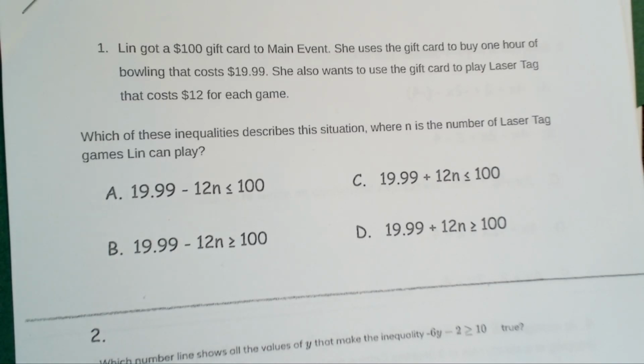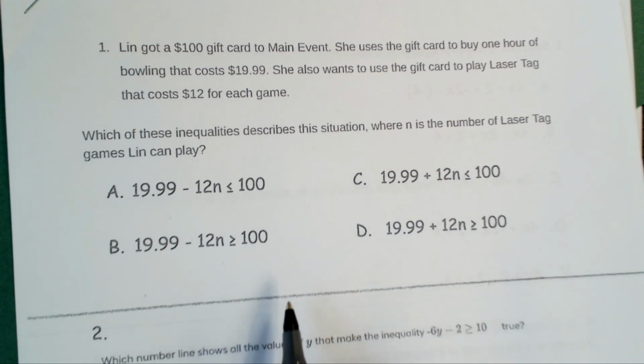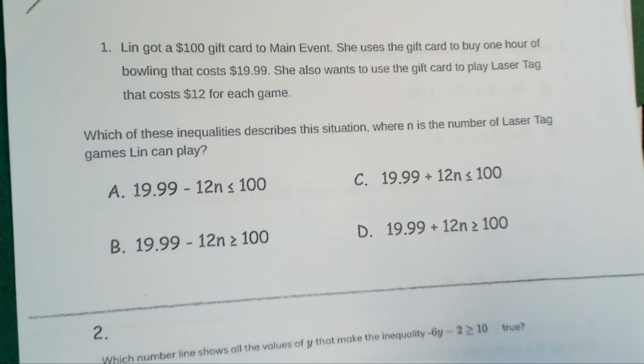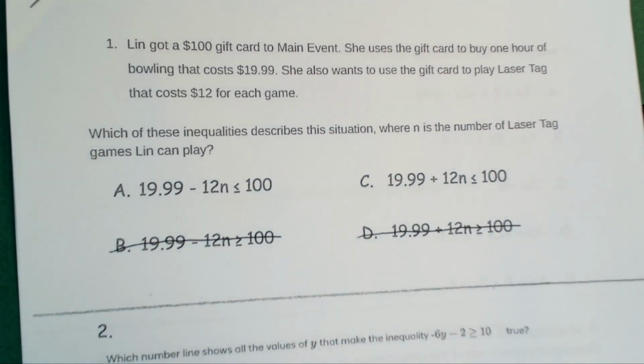Alright everyone, so this is the review for your Unit 6 unit test. Start with number 1. Lynn got a $100 gift card to Main Event. If you notice here, every single one of these is $100. But then think about it. She's going to be purchasing things. If you only have $100, you can't spend more than $100. So anything greater than or equal to cannot be your answer. It has to be less than, because you can't spend more than what you have.